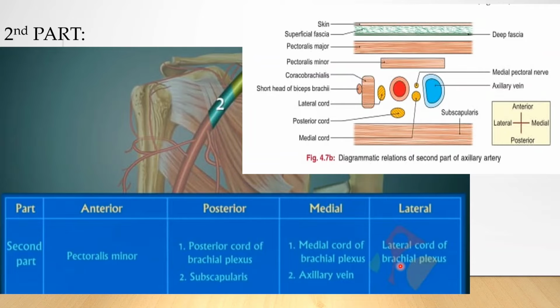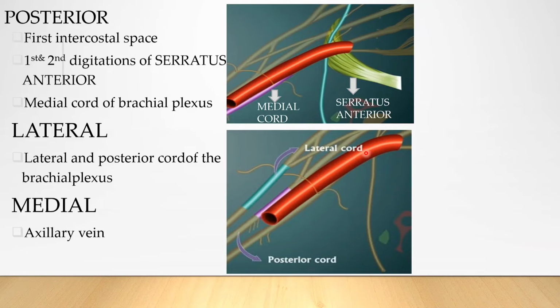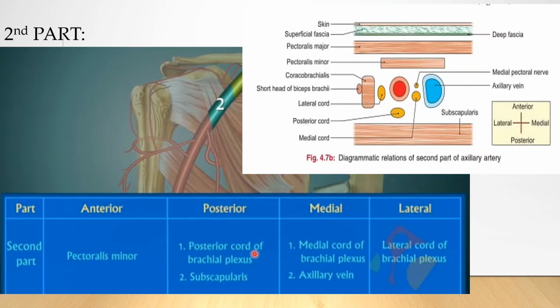See in the first part of the axillary artery, we can see here the brachial plexus cords, the lateral and posterior cords on the lateral side, and the medial cord on the posterior side. Now coming to the second part, here all the cords are in their position: posteriorly the posterior cord, medially the medial cord, and laterally the lateral cord. So this is also an important point, that the brachial plexus cords in the second part of the axillary artery are in their positions according to their names, but not in the first part.